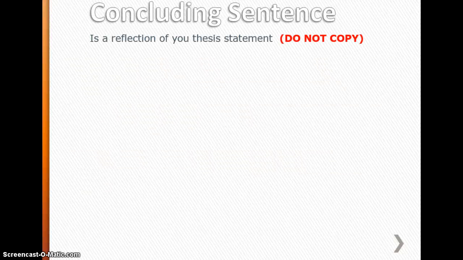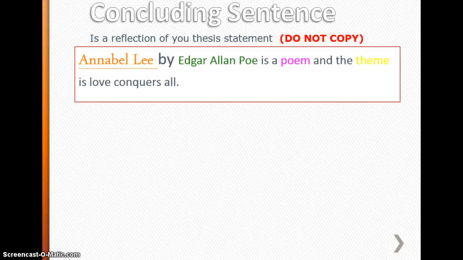Let's begin our concluding sentence. Remember, our concluding sentence is a reflection of our thesis statement. We do not copy what we've written word for word. It's a reflection, not a copy. So let me show you your thesis statement. The thesis statement that I had written was Annabel Lee by Edgar Allan Poe is a poem, and the theme is Love Conquers All.